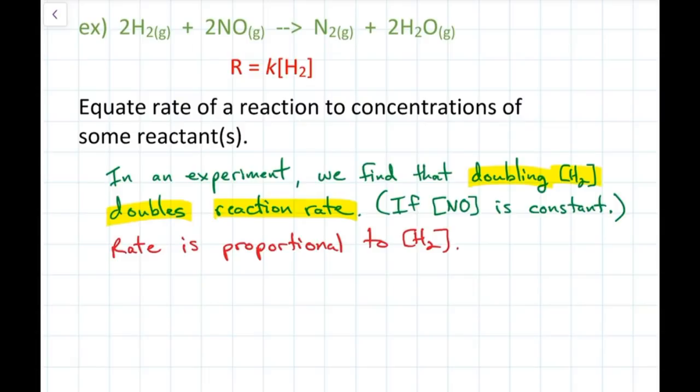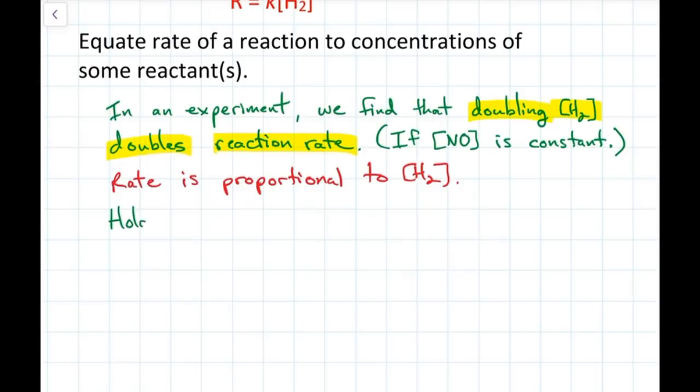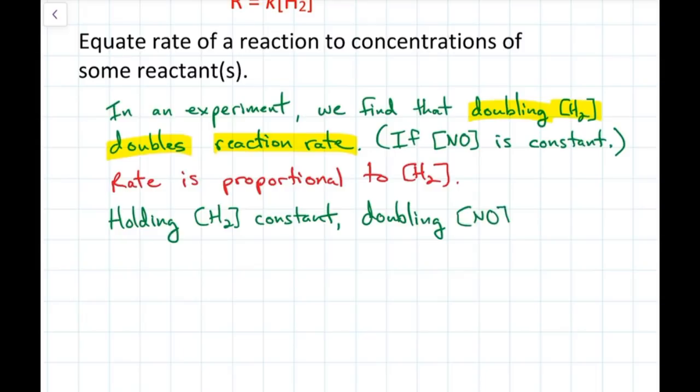But let's say this time we hold hydrogen constant and we look at changing the concentration of NO. All right, so let's write another little statement here, and we'll just assume that this is based on some experimental data. Okay, so we'll say holding concentration of hydrogen constant, doubling NO quadruples rate.